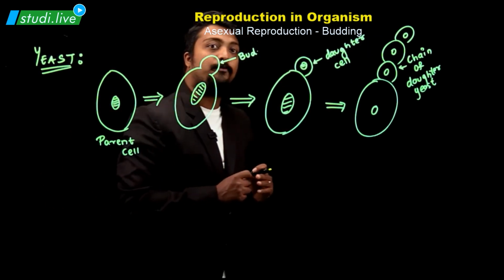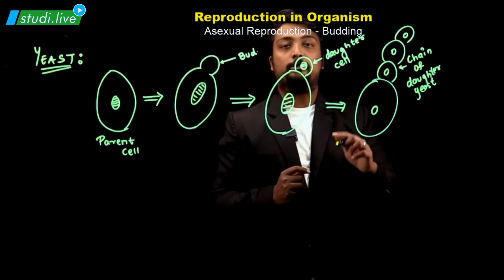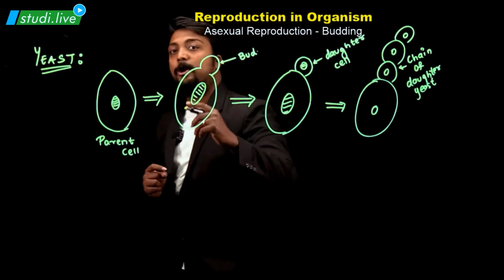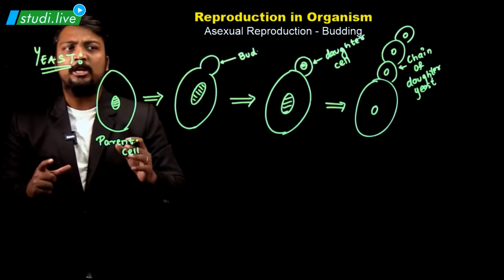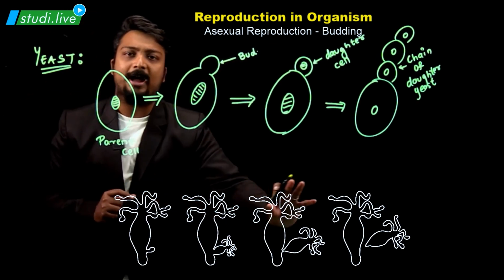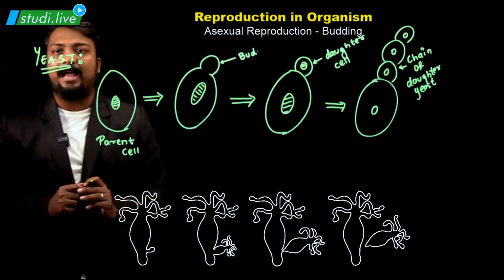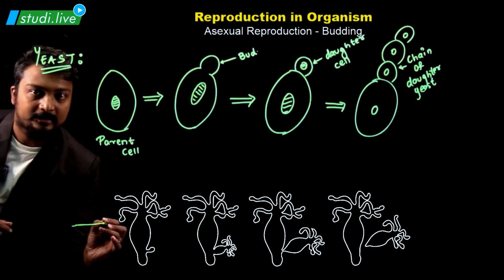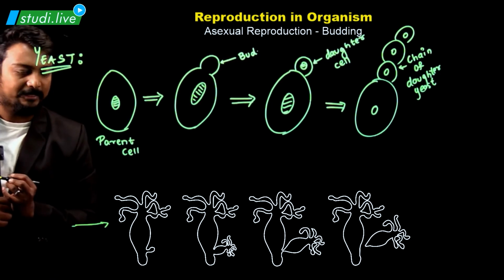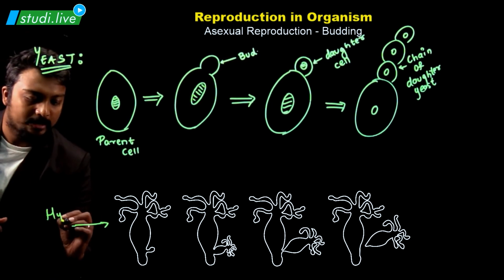Now this mode of reproduction, budding, can also be seen in one of the other organisms, that is Hydra. Okay, so we shall now see the diagram of Hydra. What happens here in Hydra? See, in Hydra you can see here these hair-like structures. Whatever you have, the hair-like structure is known as what? Hyphae.